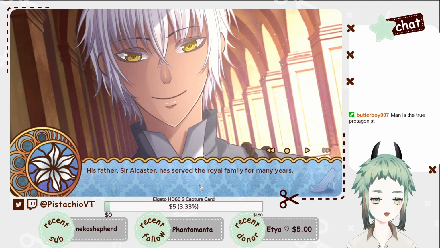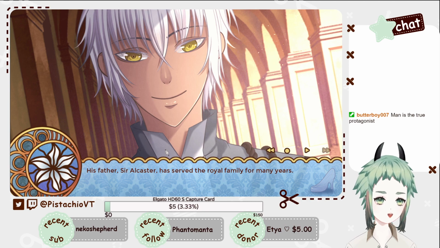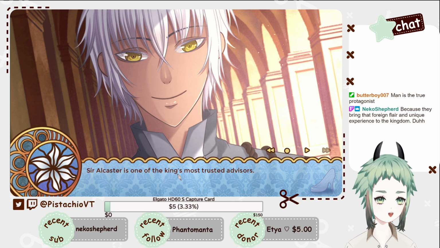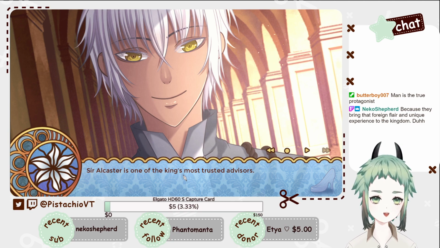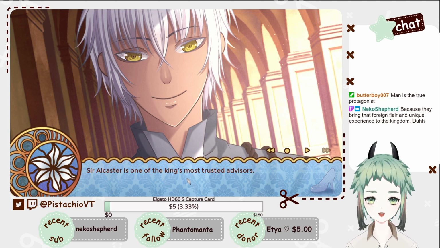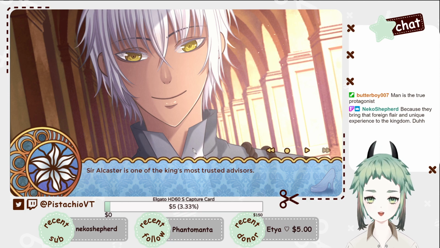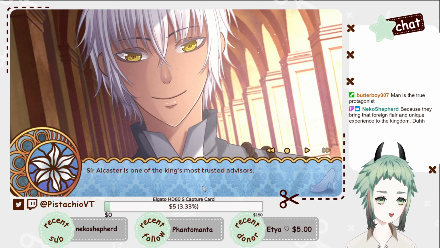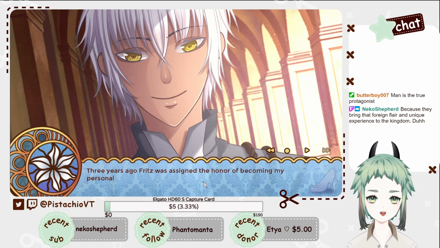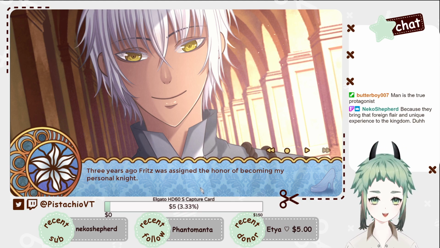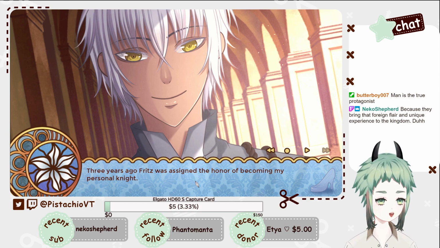His father, Sir Alcaster. Why, if his father's Sir Alcaster, why is his last name like Drumstring or whatever? Has served in the royal family for many years. They've the foreign flair. Actually, probably what they're thinking. It reminds me of Petra from Fire Emblem. Sir Alcaster is one of the Night King's most trusted advisors. 3 years ago, Fritz was assigned the... Oh, come on. Personal knight? Yeah. You know he's sitting outside my chambers and stuff. Smelling my door frame.